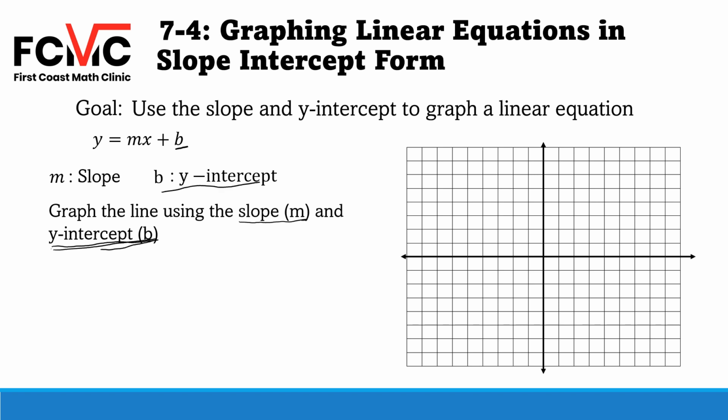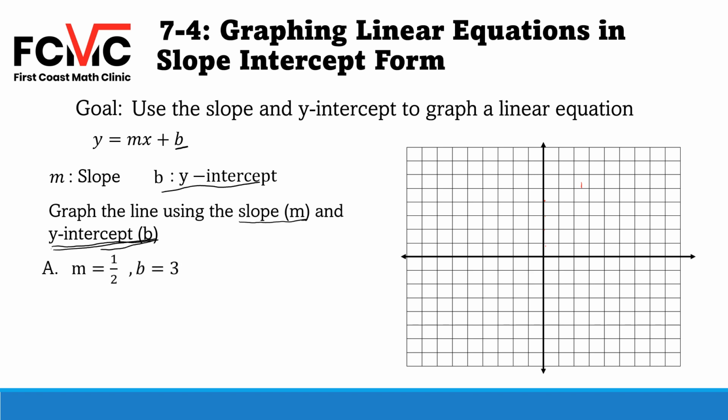Let's say we've got a graph that looks something like this. Our graph crosses the y-axis right here. That's 1, 2, 3, 4, 5, 6. So that point is (0, 6), and our y-intercept here is (0, 6). So our b value for this equation would just be 6, because that's where our graph crosses the y-axis. Okay, so let's do a couple examples, working with our slope and our y-intercept, graphing our lines.